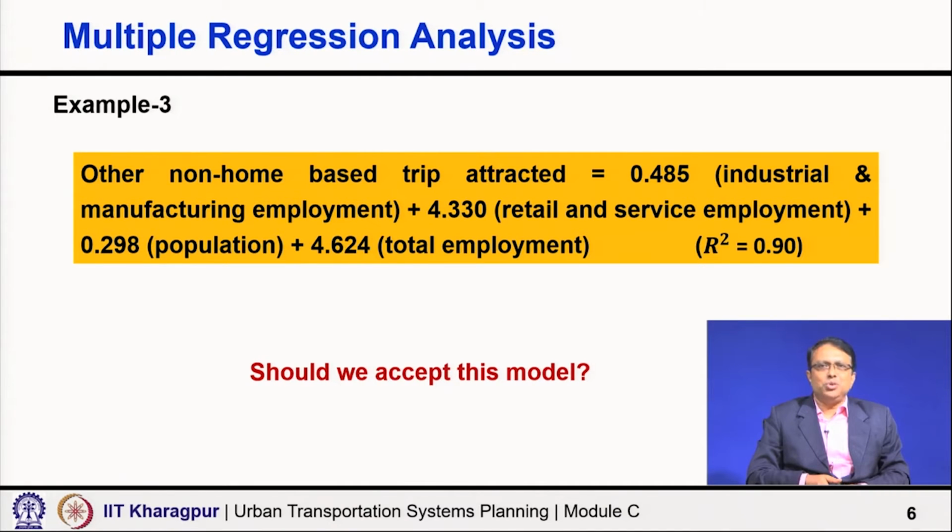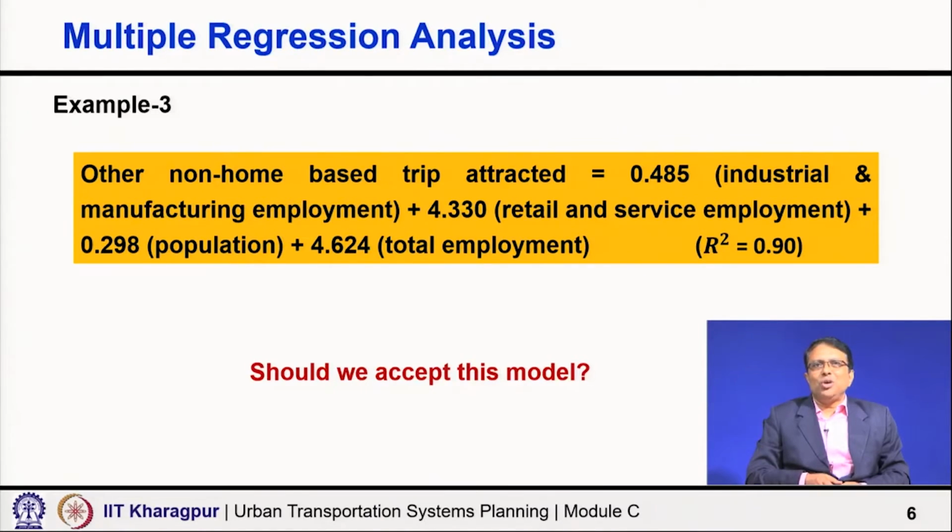So, should we accept this model? Yes or no? The answer is no. What is wrong? If I look at this equation, I can find two things that are fundamentally wrong here.